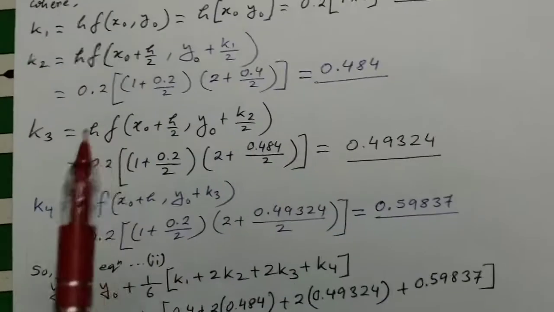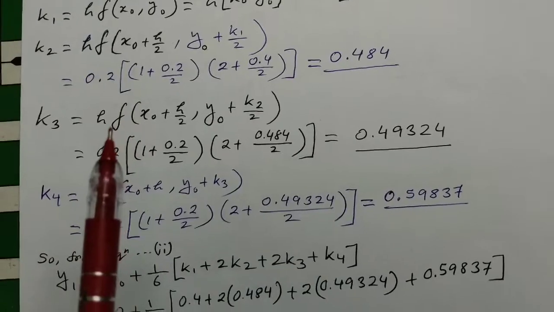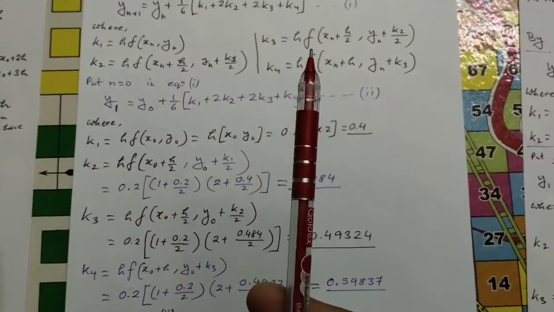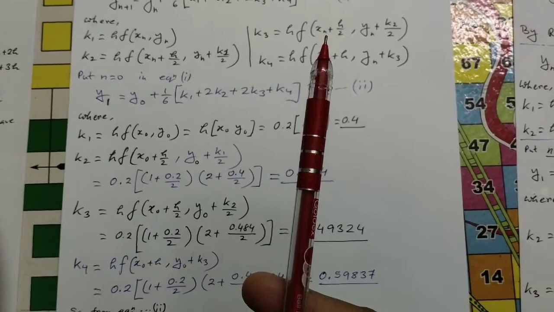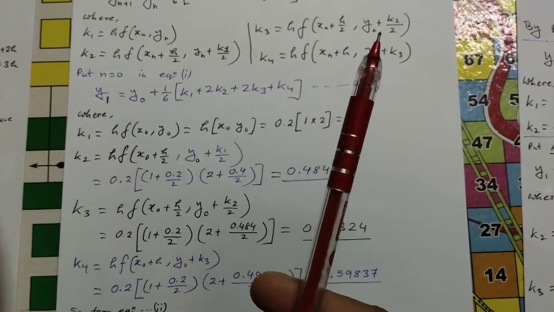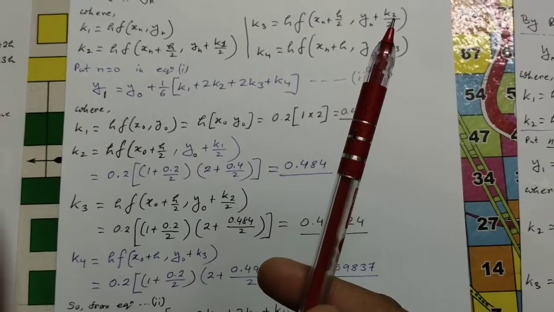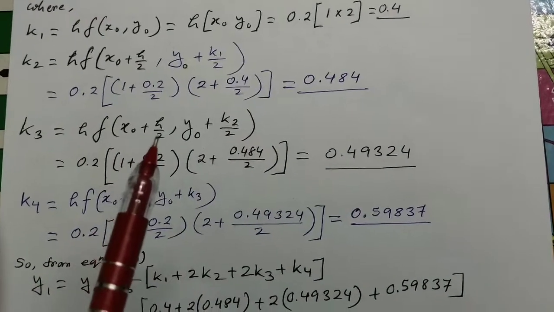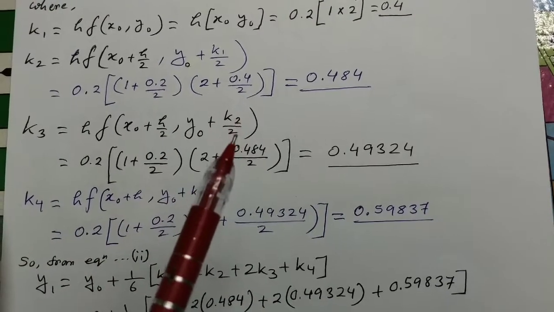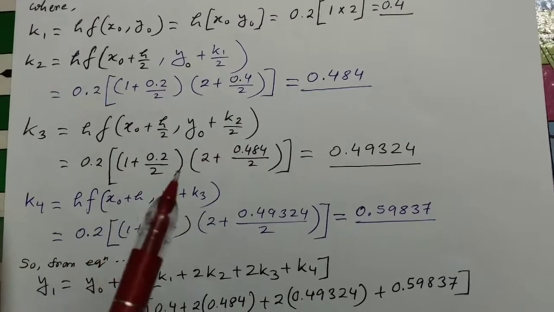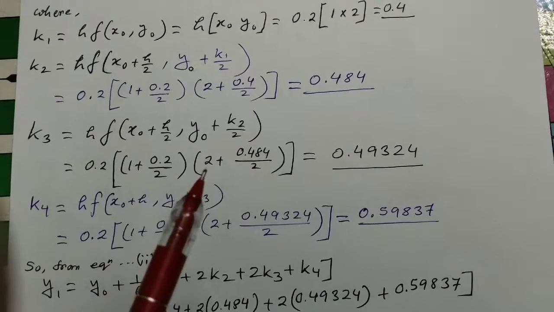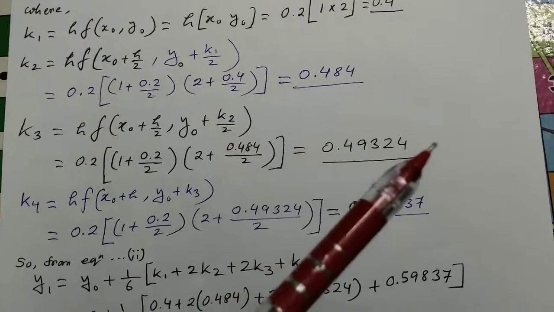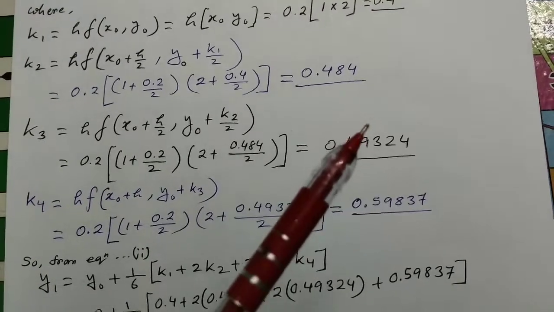Now coming to the value of k3, it will be h f of (xn, that means x0, plus h by 2, and yn, that means y0, plus k2 by 2). So it is x0 plus h by 2, y0 plus k2 by 2. Just like the previous functions, after calculation it will become 0.49324. Understood?